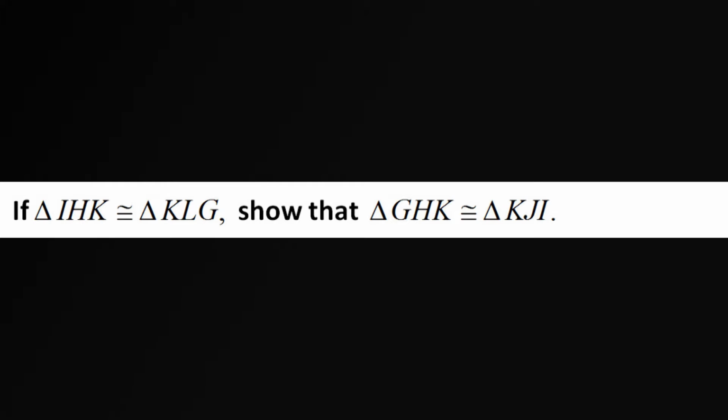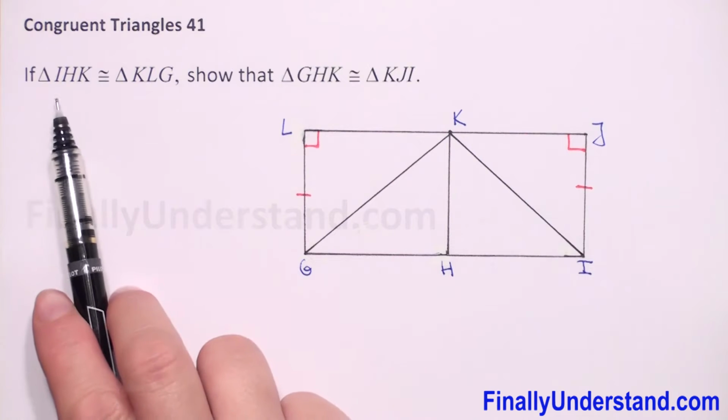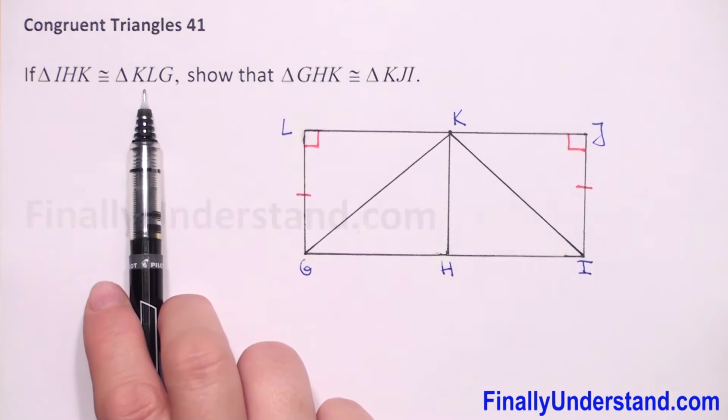If triangle IHK is congruent to triangle KLG, show that triangle GHK is congruent to triangle KJI. So first we have given that triangle IHK is congruent to triangle KLG.